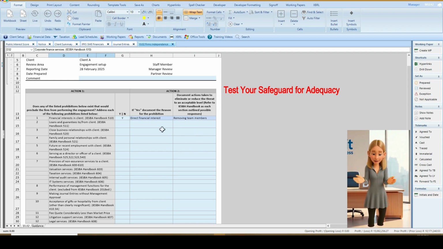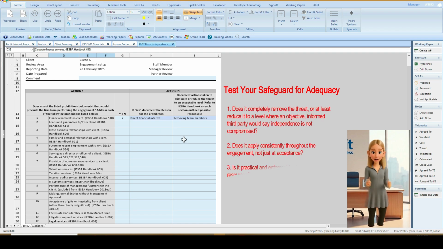Test your safeguard for adequacy. Ask yourself, does it completely remove the threat, or at least reduce it to a level where an objective, informed third party would say independence is not compromised? Does it apply consistently throughout the engagement, not just at acceptance? Is it practical and enforceable given your resources? If you can't confidently answer yes to all three, it's not sufficient.